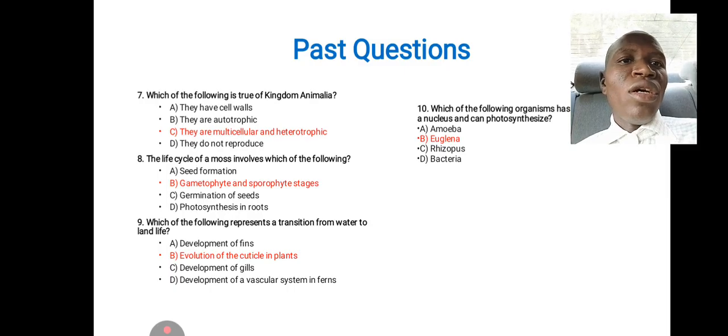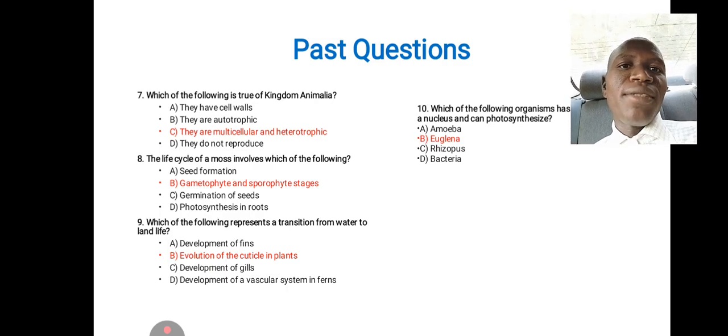Question 7 now says, which of the following is true of kingdom Animalia? A, they have cell wall. Do they? B, they are autotrophic. Do animals synthesize food by themselves like plants? They are multicellular and heterotrophic. Correct. They are multicellular and they ingest food. They take in food.